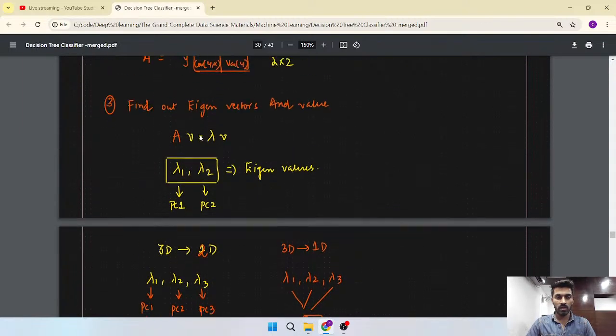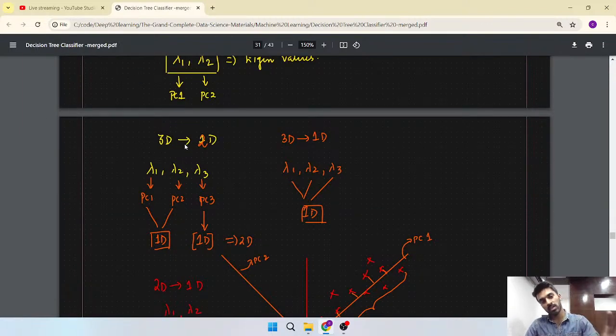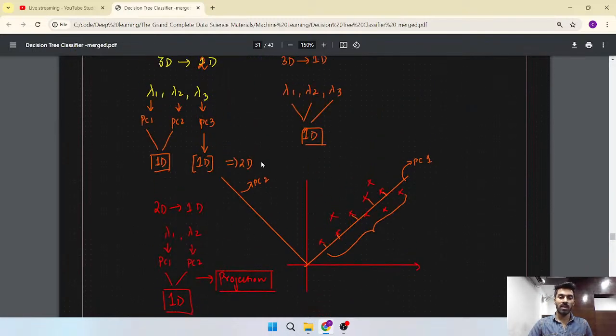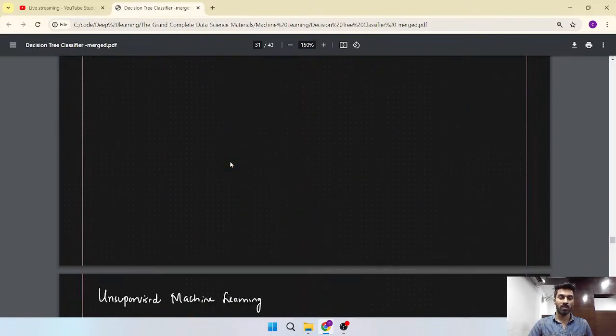Suppose you want to convert 3D data into 2D. You will get some lambda 1, lambda 2; these are the eigenvalues. According to the eigenvalues, you apply the transformation and you will get 2D. If you want to convert your 3D data, you will get three eigenvalues, apply a linear transformation, and get the equation. Your aim is to find the maximum variance, and you get it by applying this linear transformation.